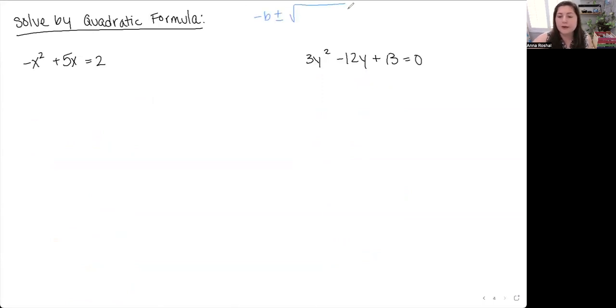I will not bore you with my amazing singing voice, and I'm sure there are better people who can sing this. But this is what happens when you use the quadratic formula.